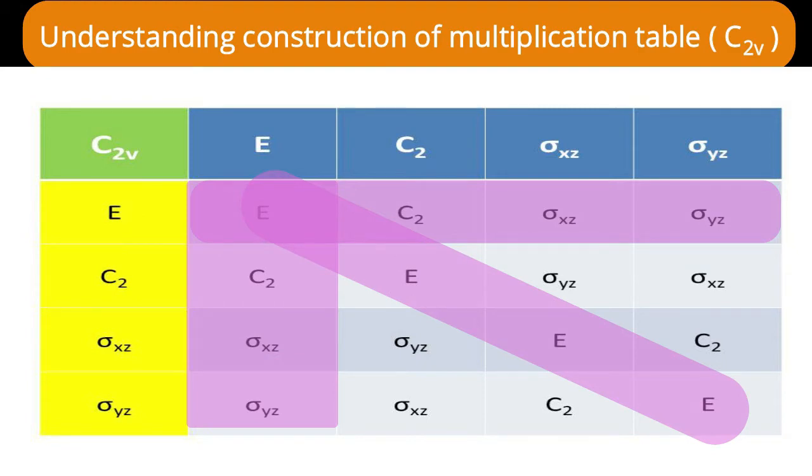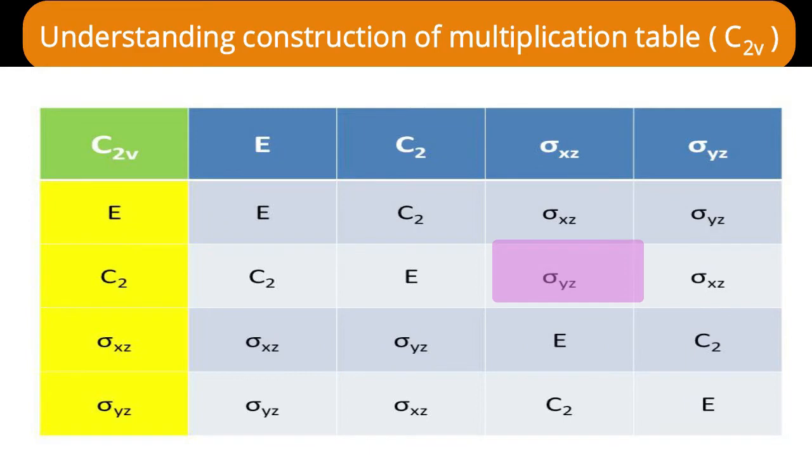But 6 operations are there. We need to discuss those, and mainly I am going to focus on those 6 operations. For example, C2 into sigma xz, the answer is sigma yz, or C2 into sigma yz, the answer is sigma xz. How are they coming? Likewise, in the sigma xz row, you will find 2 operations: sigma xz into C2, which is sigma yz, or sigma xz into sigma yz, that is C2. How are they coming? And in the last row, sigma yz into C2 is sigma xz, and sigma yz into sigma xz is C2. The logic behind that I told you.